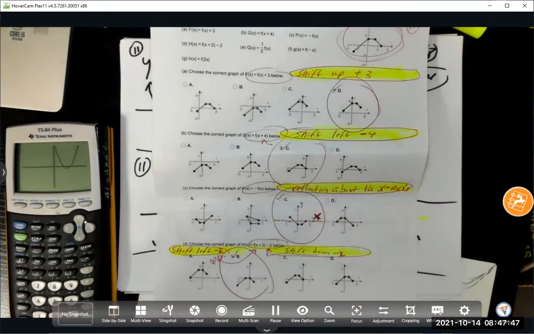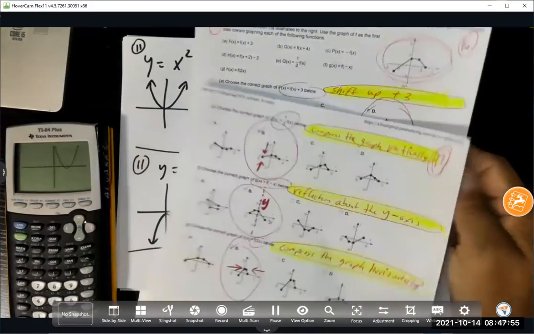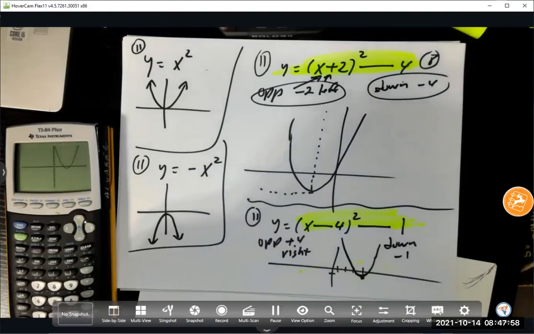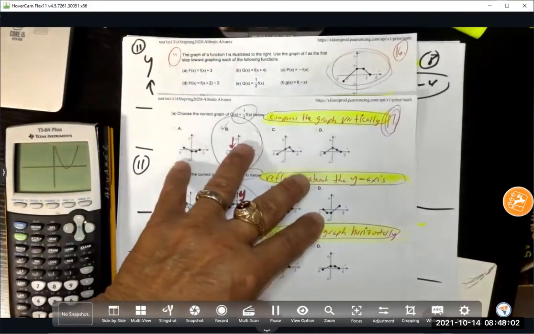All right, so now I have letters A, B, C, D. Let me go to letter E. Okay, all right, this one. Let's go to that one here. Hold on a second, cover this one up. All right, let's go back to this. Here's the original graph again.